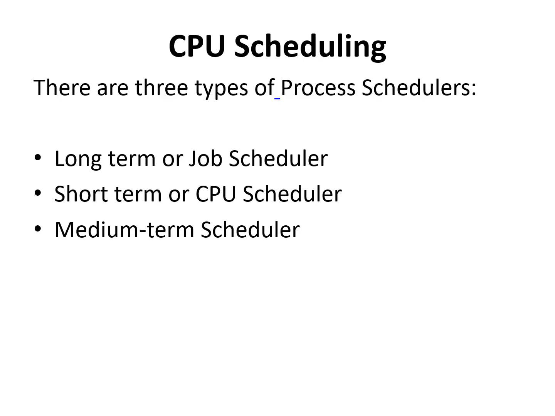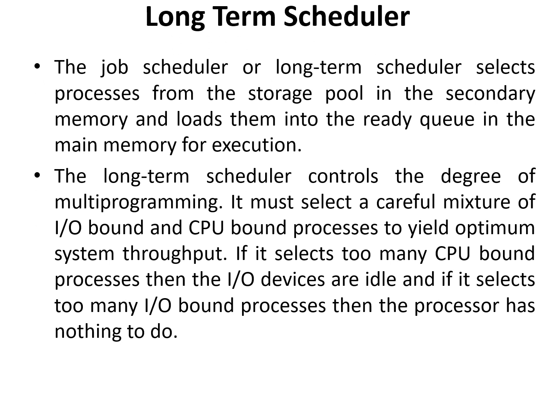Next, CPU scheduling. There are three types of process schedulers: the long-term or job scheduler, the short-term or CPU scheduler, and the medium-term scheduler. We need these schedulers for scheduling processes from one location to another, or from main memory to the CPU. We will discuss each of them in the upcoming slides.